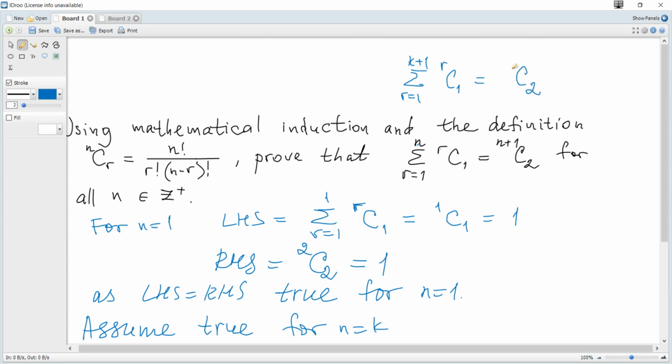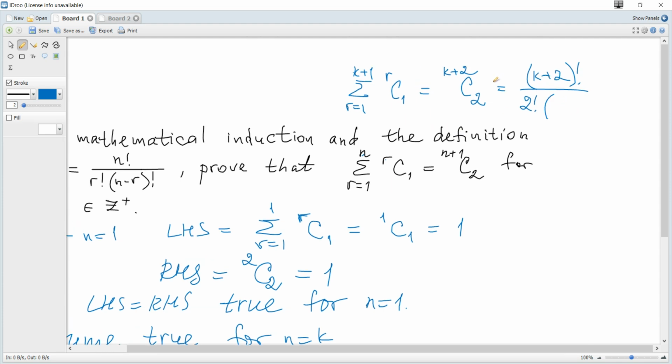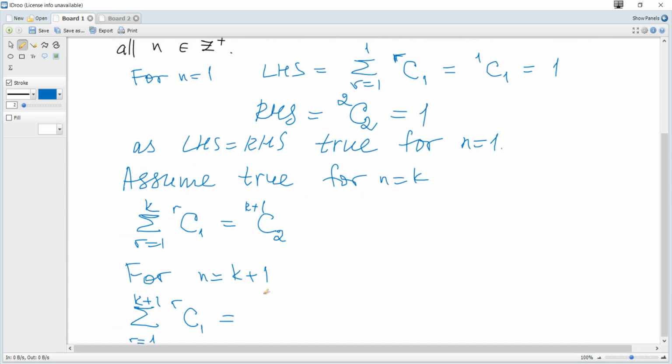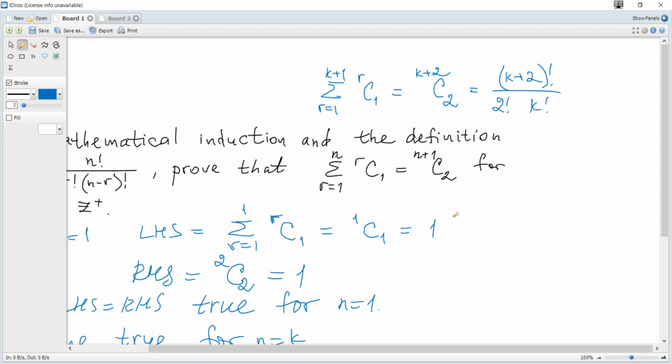it's to be true, we should get the next, that it is equal to what? The number of combinations 2 out of k plus 1 plus 1, k plus 2, and using the definition it becomes what? The larger factorial, k plus 2 factorial, the smaller factorial, so 2 factorial, and the larger minus the smaller, so it becomes k plus 2 minus 2 factorial, or just k factorial. So we should get that this finally is equal to this, to be true for n is k plus 1.